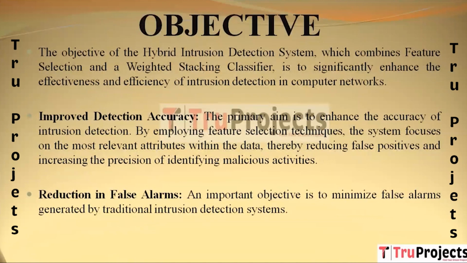So now coming to the objective part. The objective for this project is to substantially boost the effectiveness and efficiency of detecting intrusions within computer networks. Enhanced detection precision: the primary objective is to elevate the precision of intrusion detection. Through the utilization of feature selection techniques, the system concentrates on the most pertinent data attributes, thus diminishing false positives and improving the accuracy of identifying malicious actions.